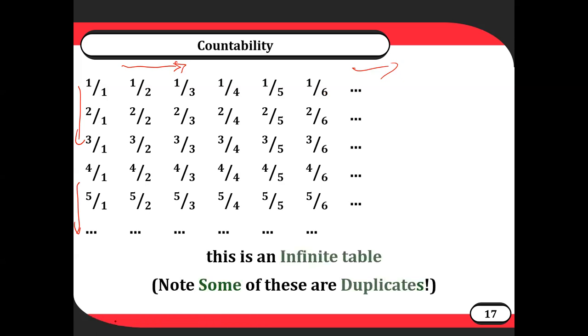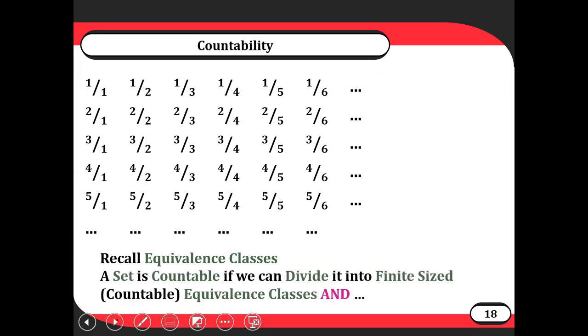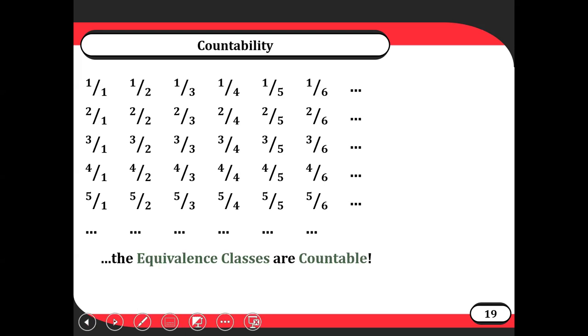Yeah, it's an infinite table. And some of these are duplicates, right? So some of these can be reduced. 3/3, 4/4, 2/2, these are all equal to 1/1. So we're counting some of them twice, we're counting some of them an infinite amount, which is actually not a problem, as we'll see. So one way we can think of it is equivalence classes. A set is countable if we can divide it into finite-sized equivalence classes, and the equivalence classes are countable. Right, so we have this sort of composition of countable sets. So we want equivalence classes that will count every number in this set and that themselves are countable.